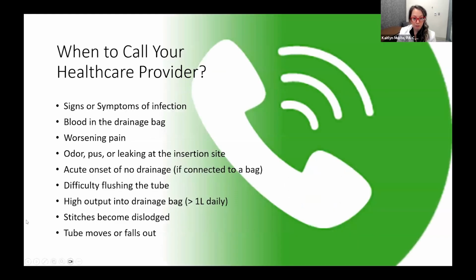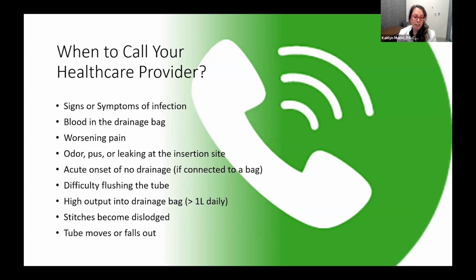So when do you call your healthcare provider? Anytime that you're worried about signs or symptoms of infection, if there's blood in the drainage bag after that first 24-hour period, if you have worsening pain, if there's odor or pus or leaking at the insertion site. A little bit of this is okay, but anything that seems more concerning or is persistent, where you're worried about infection, those kinds of things, you really should be calling your team.